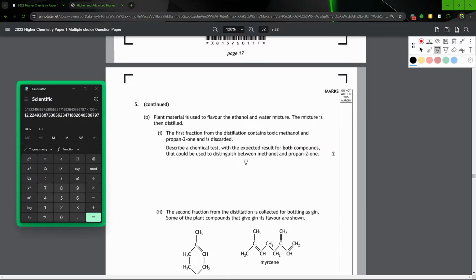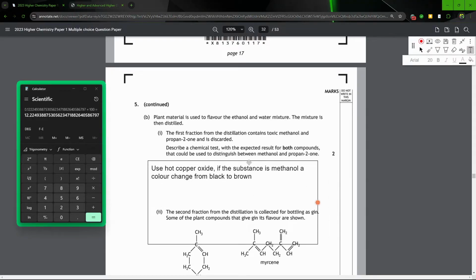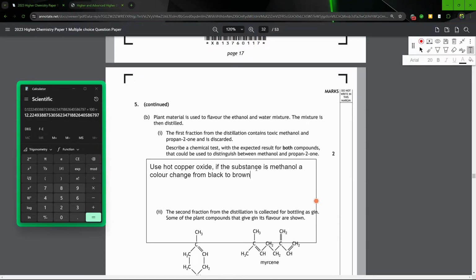So maybe what we can do is use hot copper oxide. If the substance is methanol, a color change from black to brown, because it would be taking away the oxygen atoms from copper. It would be brown, like the kind of brassy color of copper would be visible.